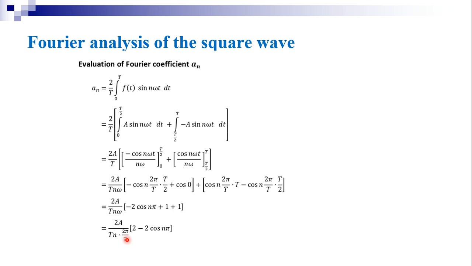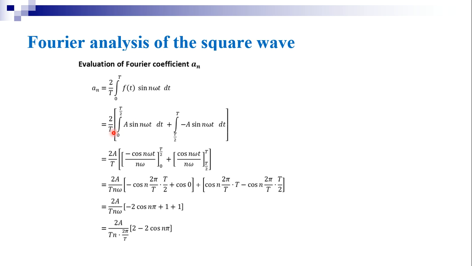Now we shall evaluate the Fourier coefficient an. For that, we can write the expression for the Fourier coefficient an as an is equal to 2 by T integration of f of t sin n omega t with respect to t between the limits 0 and T. This we have also derived and discussed in the previous session of the Fourier analysis.